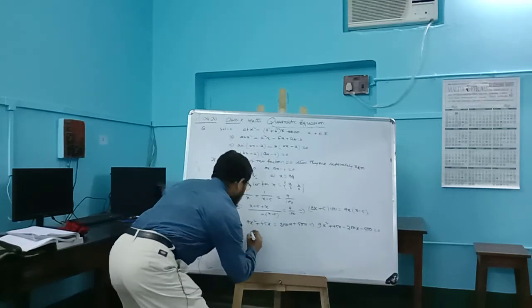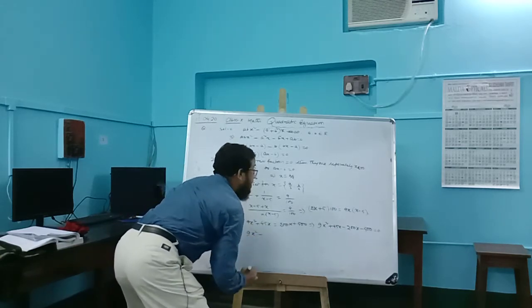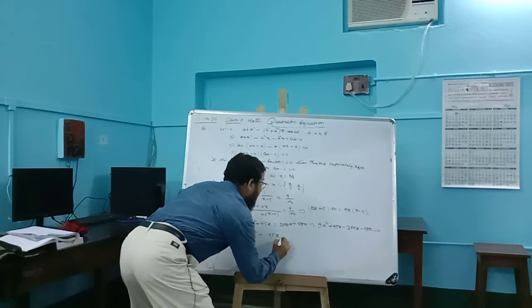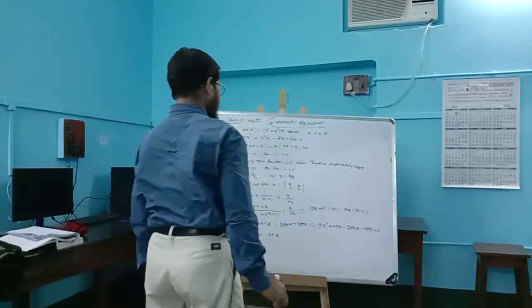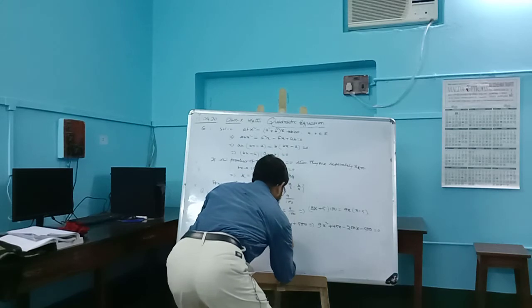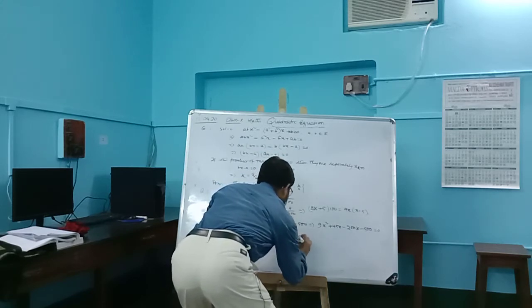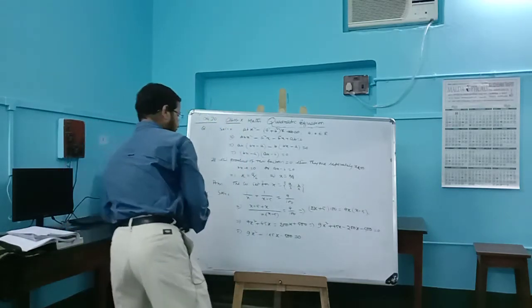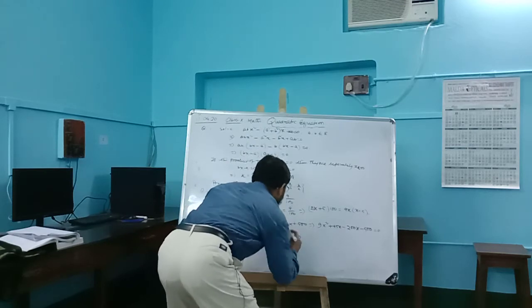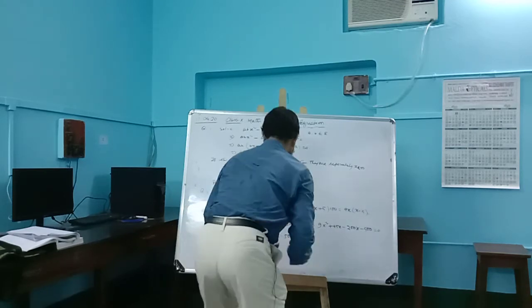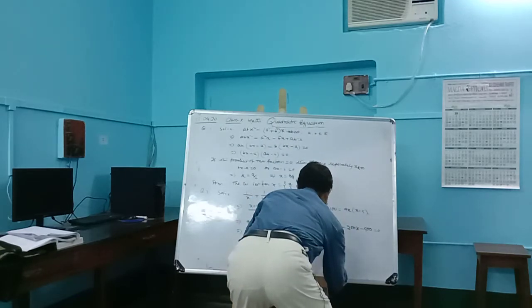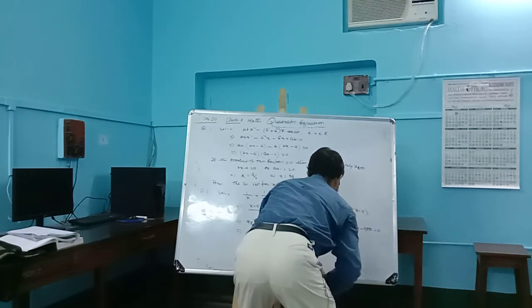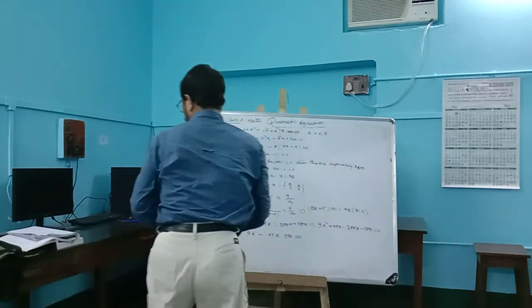This implies 9x² − 155x − 500 = 0. Now 9 × 5 × 100. Now we have to find out the factors.